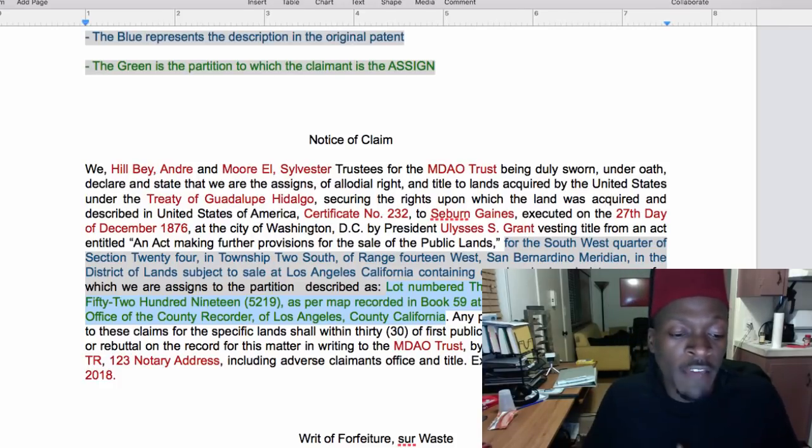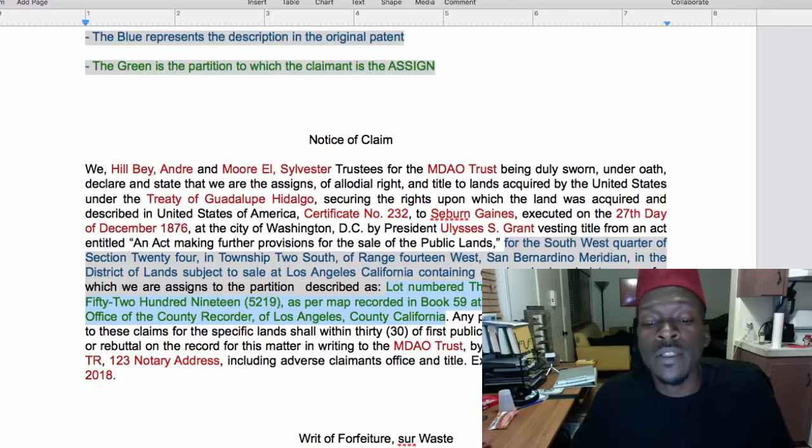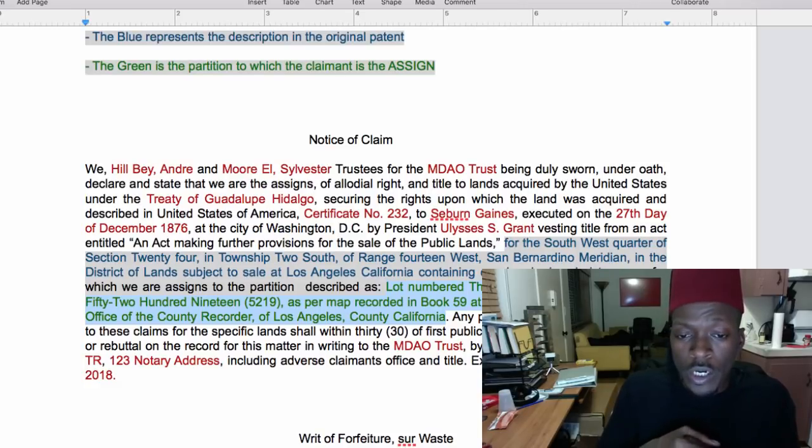Any party claiming an adverse interest to these claims for specific land shall, within 30 days of the first publication, present their verified claim or rebuttal on the record of this matter in writing to the MDAO Trust by mailing to Sue Jane, care of MDAO Trust 123, Notary Public's address, including adverse claimant's office and title. So what I'm suggesting here is, if you have a notary that you can work with, you use that notary's address where you direct people to make the responses if they want to challenge your publication, your claim.